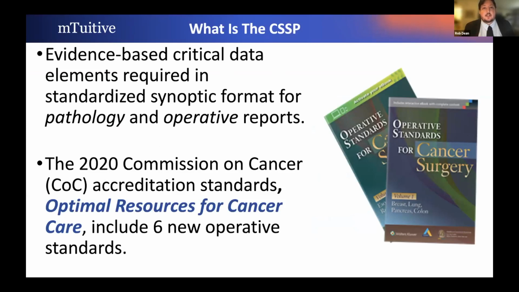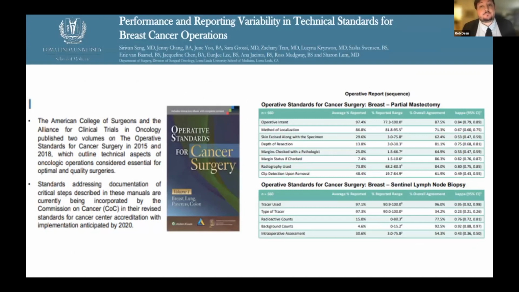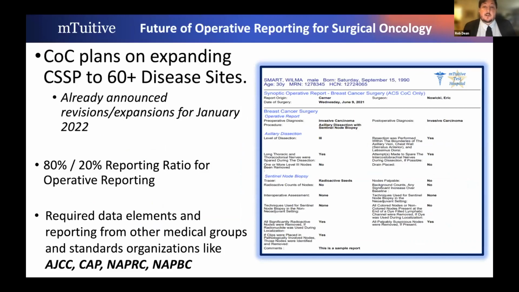Part of the accreditation and auditing done by the Commission on Cancer will be based on following these synoptic guidelines and structures. Here you can see an example of one of the measures that are being captured and tracked, and that one is particularly for breast cancer. They've been developing this for multiple years, and they have been able to create about 6 standards so far, but they are looking to expand to about 60 plus disease sites.